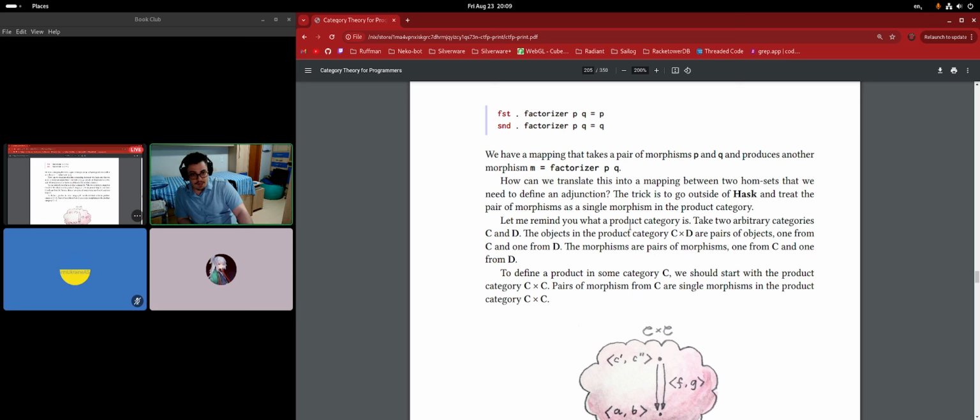So now we're going to have a reminder. What is the product category? Take two arbitrary categories. The objects in the product category are pairs of objects, one from C and one from D. The morphisms are pairs of morphisms naturally, one from C and one from D.